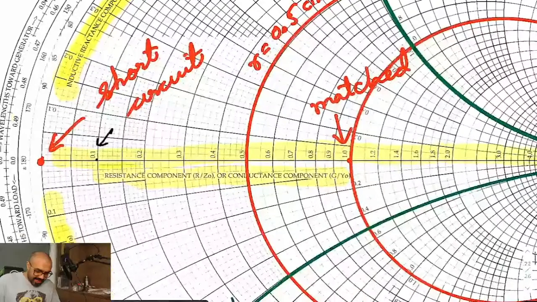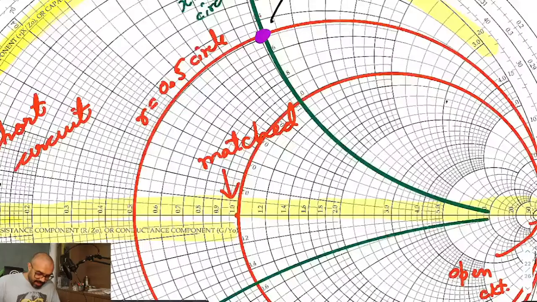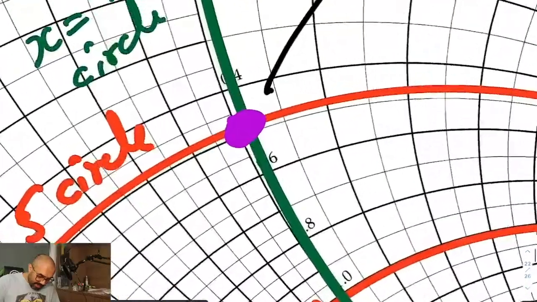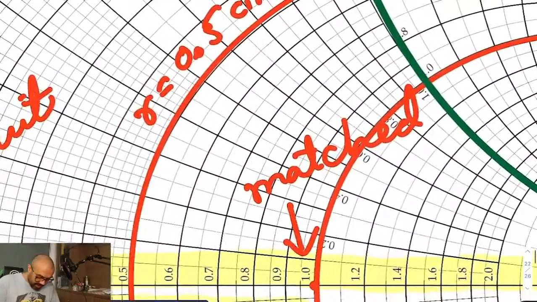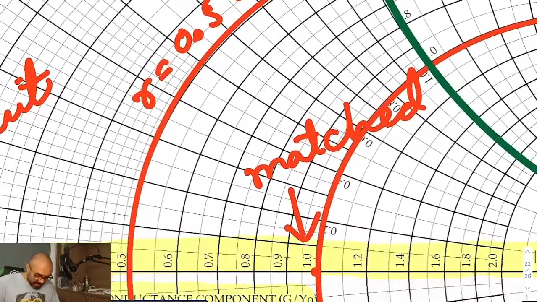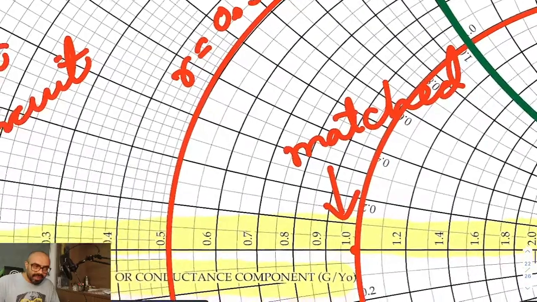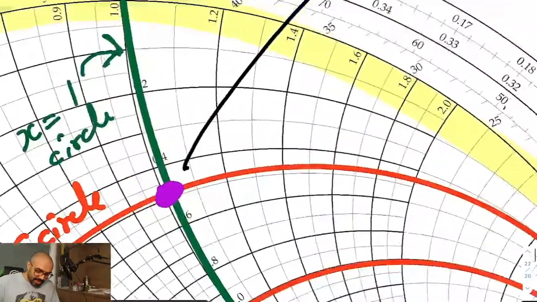So if I say r is that, your point is going to lie on this circle. Or given any point, if I give you this point, you try to see which r circle it lies on. For example, this particular purple point lies on the r equal to 0.5 circle. So I know that the value of r here is 0.5.